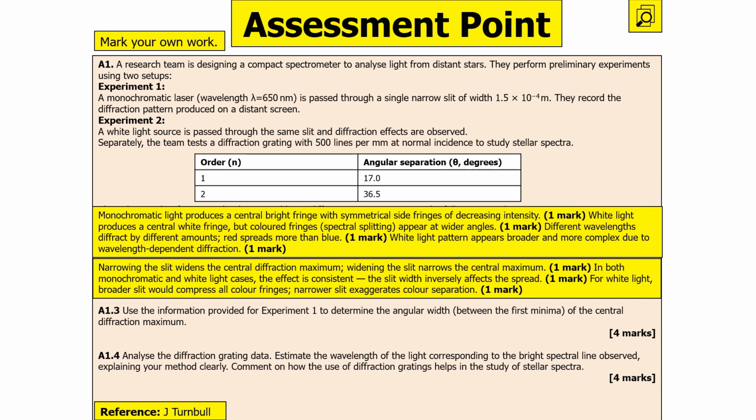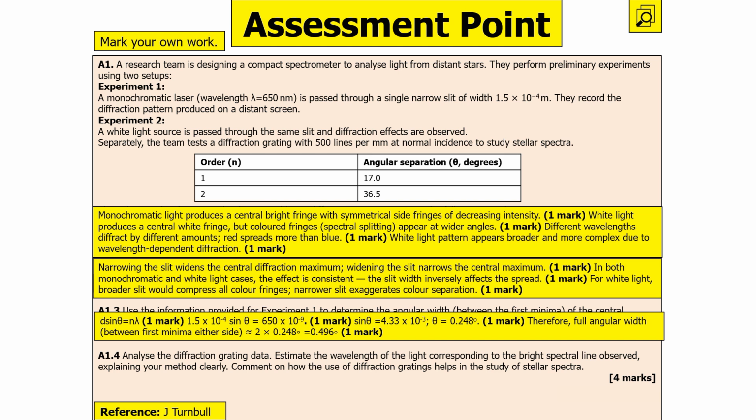Secondly, narrowing the slit widens the central diffraction maximum, and widening the slit narrows the central maximum. In both monochromatic and white light cases, the effect is consistent. Slit width inversely affects the spread. So for white light, a broader slit would compress all colour fringes, and narrower slits would exaggerate the colour separation.